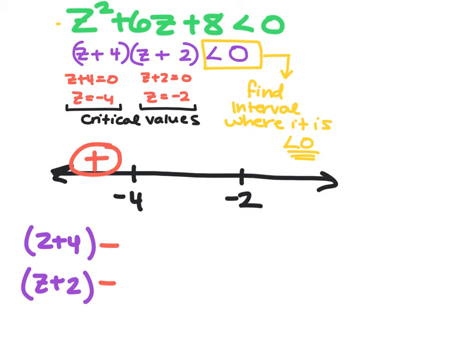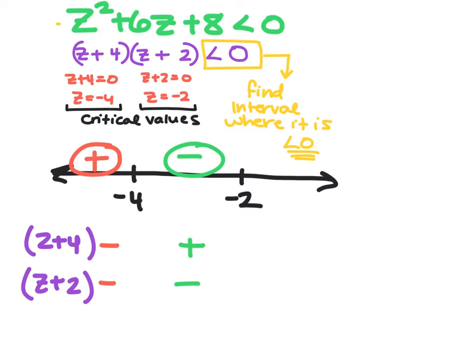Do the same thing with your second interval. I'm going to pick a test point in between -4 and -2. How about -3? Okay, so for my first one, -3 plus 4 is +1, so it's positive. -3 plus 2 is -1. So I'm taking the product. Positive times negative is negative. So this one's negative. I hope this is making sense.